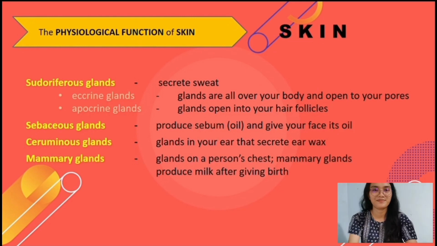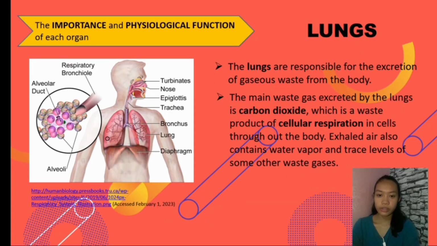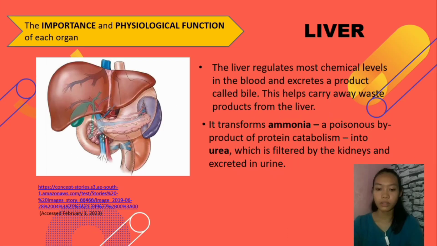The next organs are part of the respiratory system, but they are also important organs in the excretory system. These organs are the lungs. They are responsible for the excretion of gaseous waste from the body. The main waste gas excreted by the lungs is the carbon dioxide, which is a waste product of cellular respiration in cells throughout the body. Exhaled air contains water vapor and trace levels of some other waste gases.